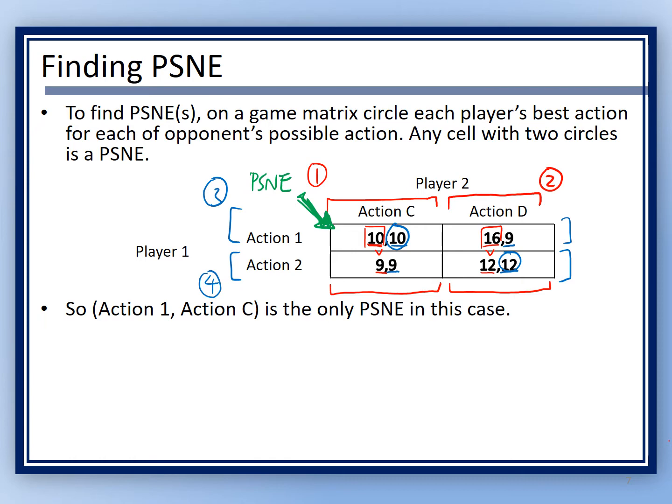And let's make sure that people actually have no incentive to deviate from that situation. So we are here. Player 1 is currently taking action 1, player 2 currently taking action C.